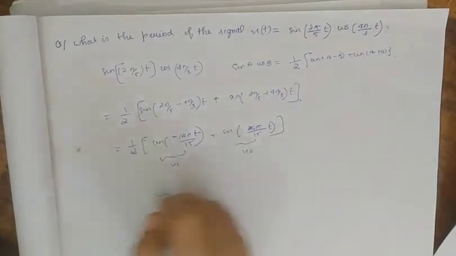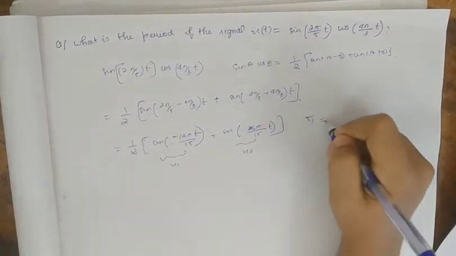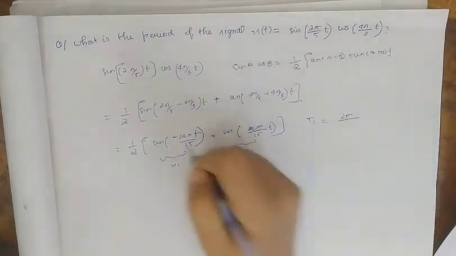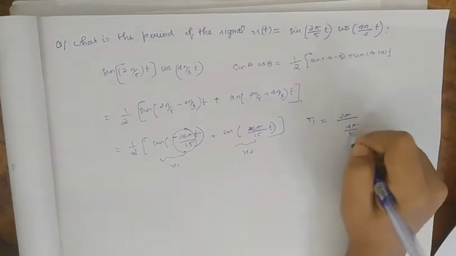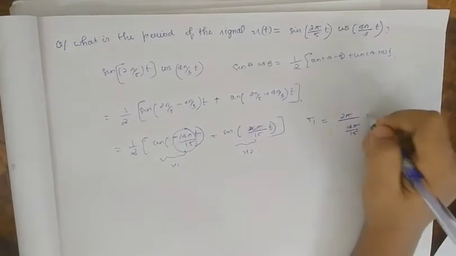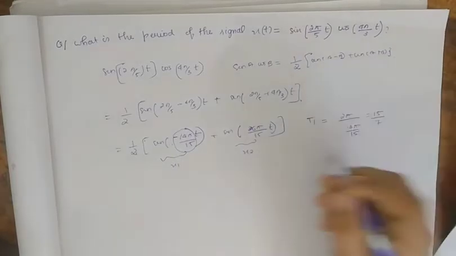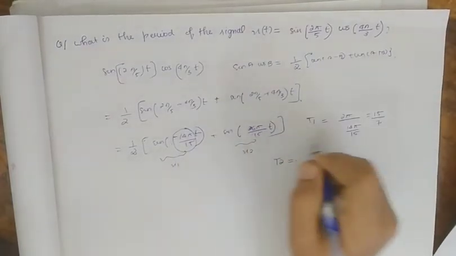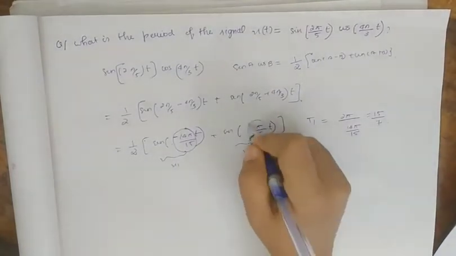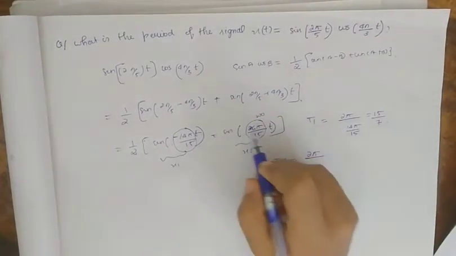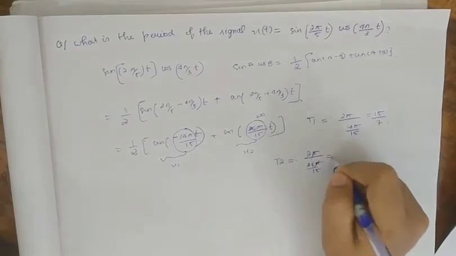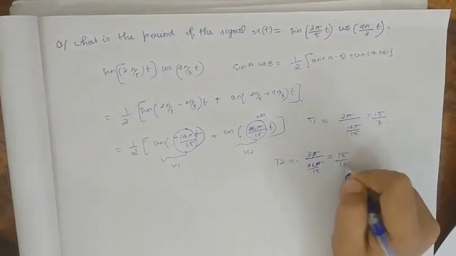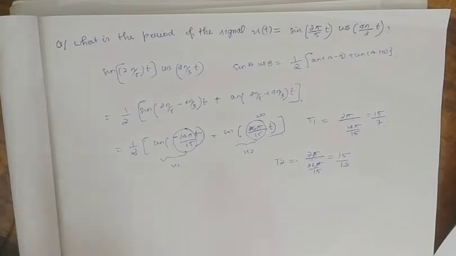Now we'll have to find out the period of x1, that is T1 is equal to 2 pi by omega 0. Instead of omega 0 we have 14 pi divided by 15. Okay, so we'll get 15 divided by 7. And again, what is T2? T2 is also 2 pi by omega 0. Here instead of omega 0 we have 26 pi divided by 15. We'll get 15 divided by 13.